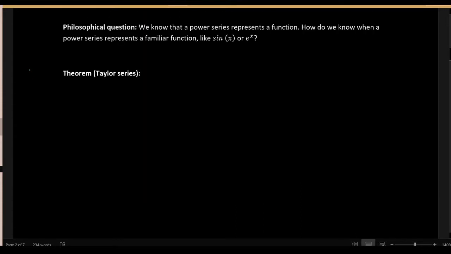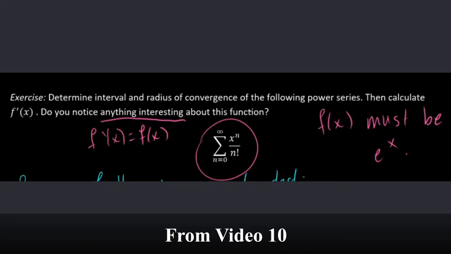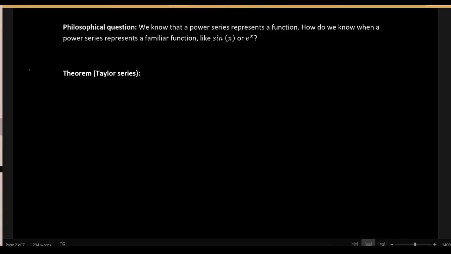So in the previous video, we saw that this particular power series, which we dealt with in the exercises, turned out to exactly represent the function e to the x. And we deduced that by taking the derivative of the power series and noticing that the derivative of that series was equal to itself. The exponential function was the only function that was equal to its own derivative, and therefore the series had to be equal to the exponential function.